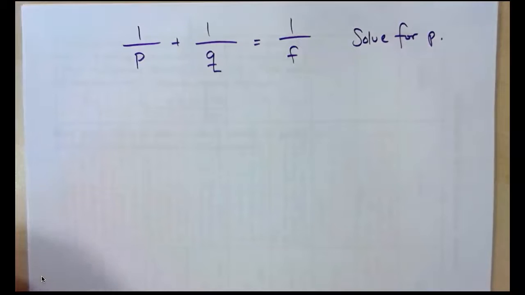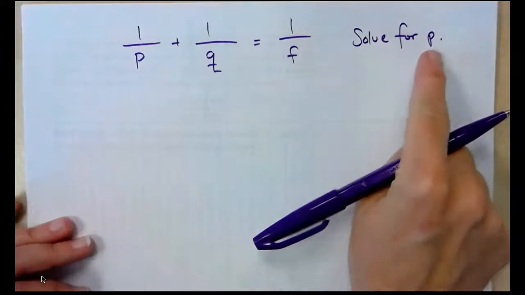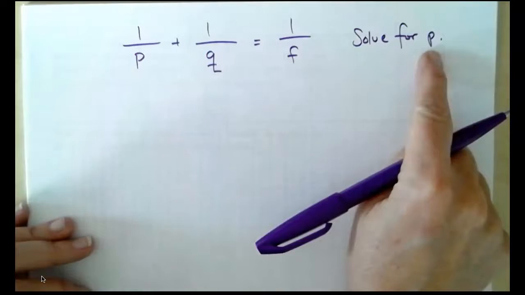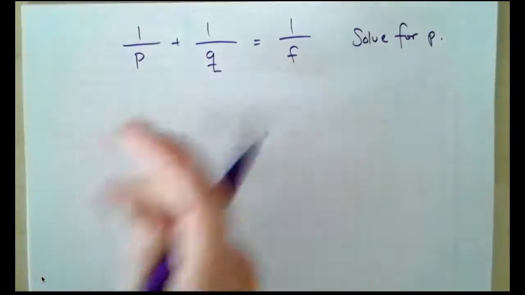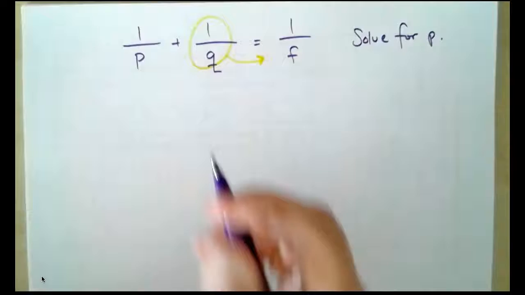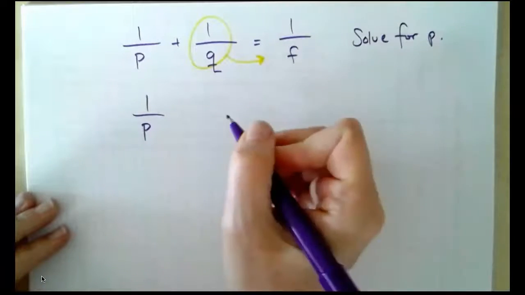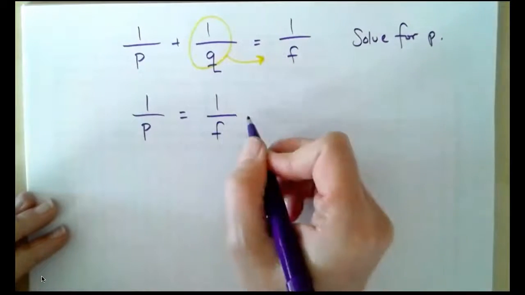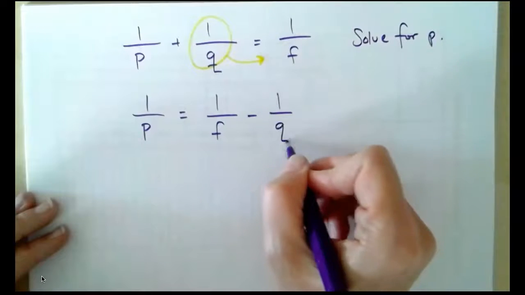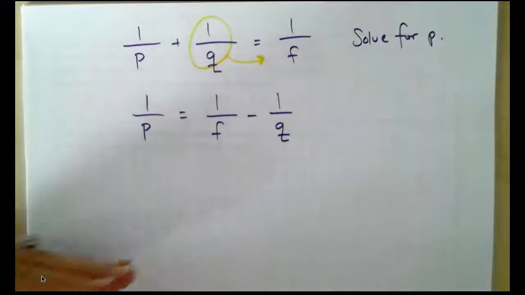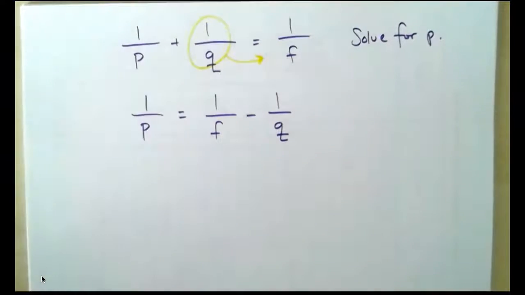In the next one, same type problem, we want to solve for p. We want to isolate the p variable. So let's start by moving that guy over. So we get 1 over p equals 1 over f minus 1 over q. Now, think about what's necessary here. We need to get the p from the denominator up to the numerator.